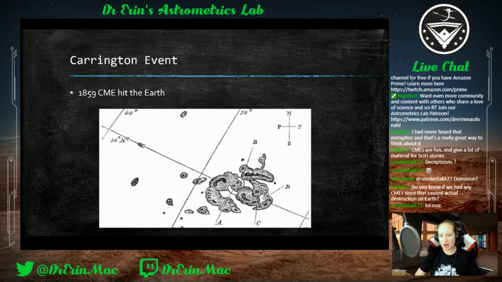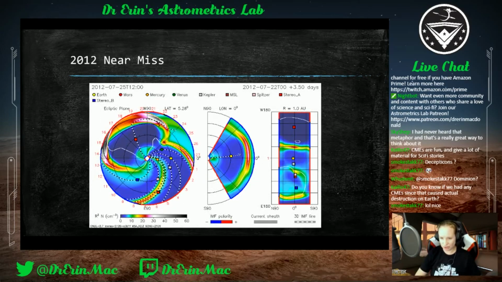Yeah, all of the bad things happened, and there was a lot of recovery from that. And Carrington was able to associate that with the solar activity on the sun. Now, Cairo asked the question, do we know if we've had any CMEs since then that caused actual destruction on Earth? Not at that level, but we had a very close call.